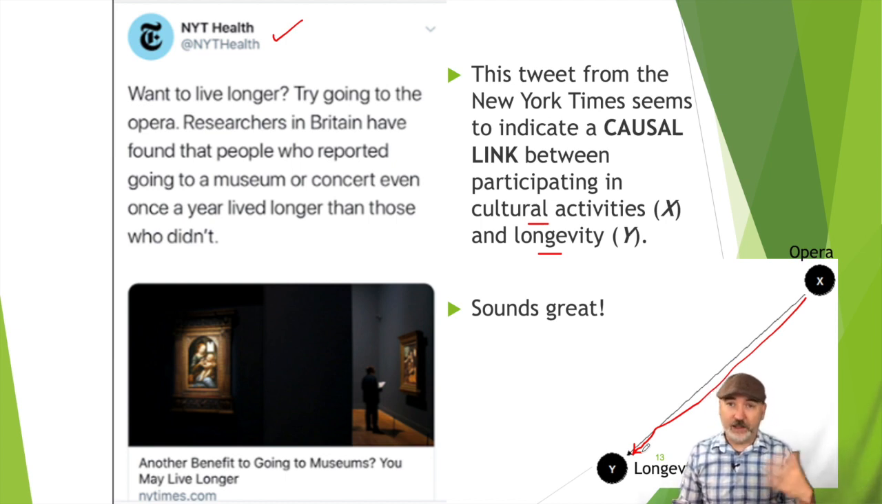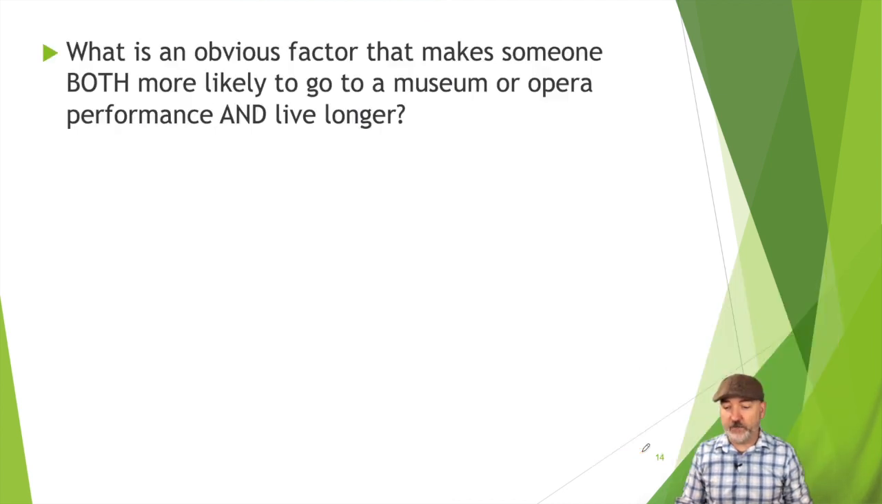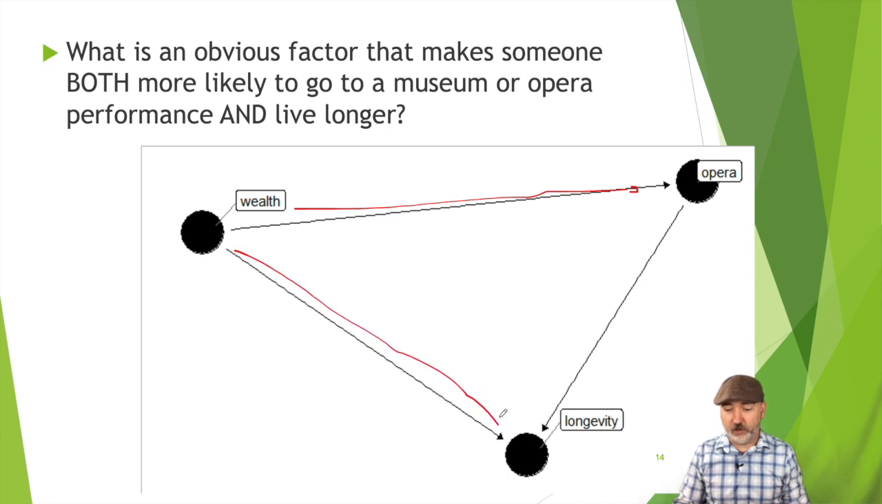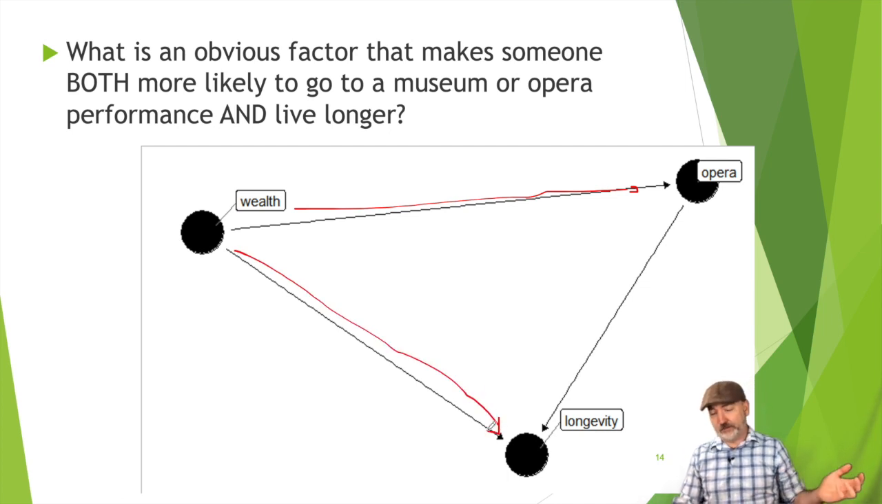Well, obviously, there's lots of things going on that are not being controlled for here. The obvious thing that they're missing is wealth. So people that have more money are both more likely to go to the opera and have access to quality health care, so therefore they live longer.